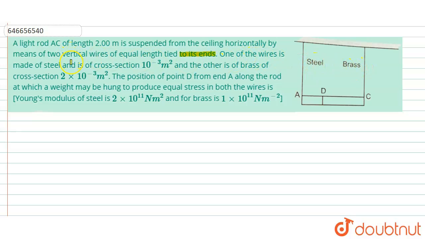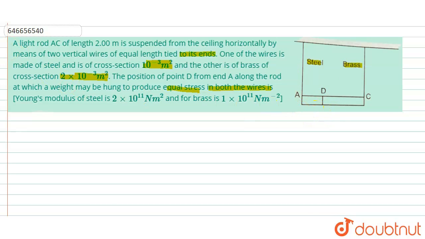One of the wires is made up of steel and is of cross-sectional area 10 to the power minus 3 meter square. This is steel, its cross-sectional area is this, and the other is of brass of cross-sectional area this much. The position of point D from end A along the rod at which the weight may be hung to produce equal stresses in both the wires is. So we have to hang a weight at D so that equal stresses are produced in steel and brass.